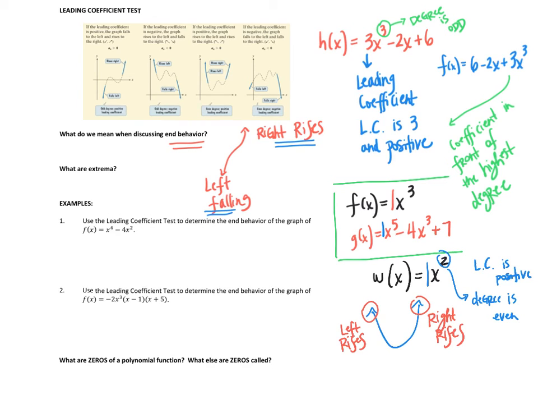Well, you could plug in something like g of x equals 3x to the fourth minus 5. The leading coefficient is positive, and the degree is even. It's going to follow the same pattern. The end behaviors, both the left and the right, are going to be rising because that leading coefficient is positive. And we're going to be able to make generalizations based on that end behavior.